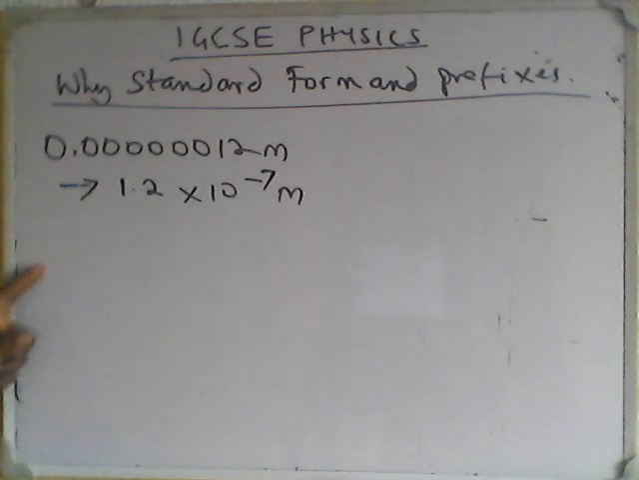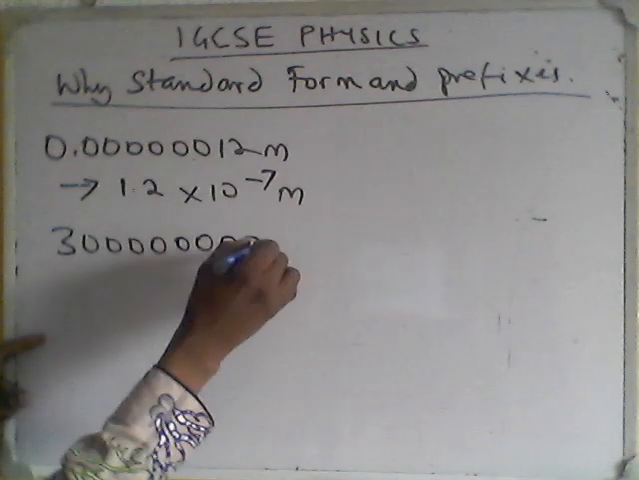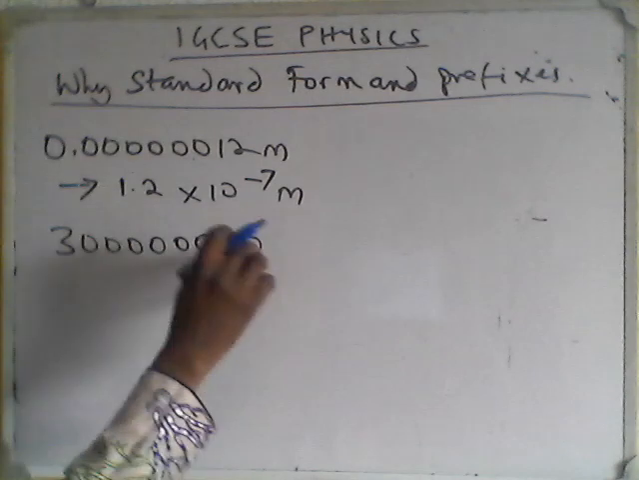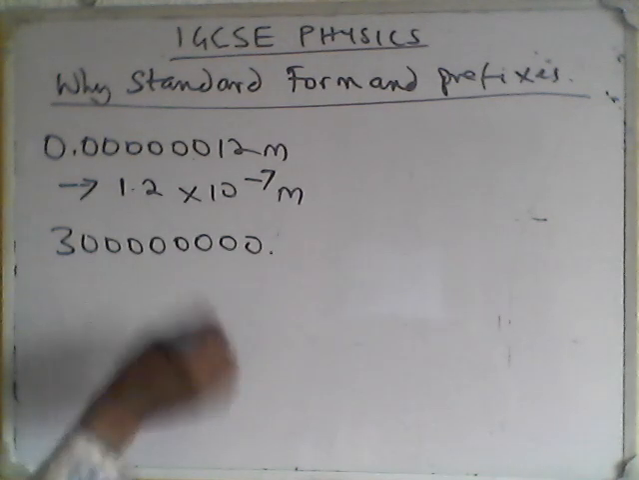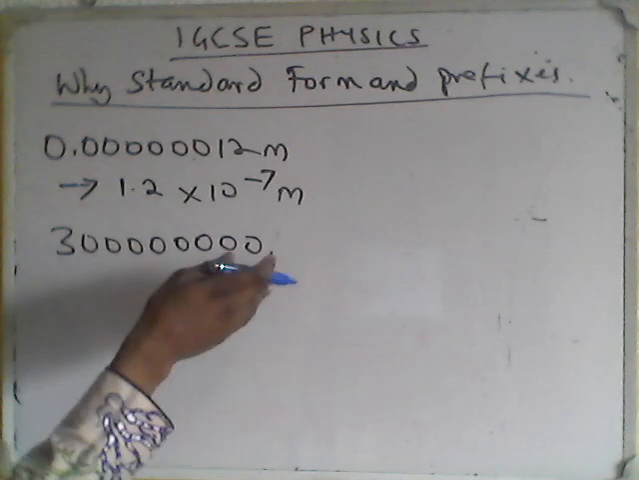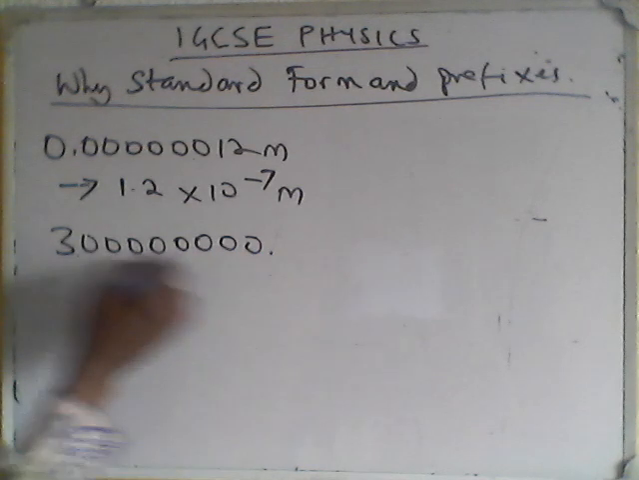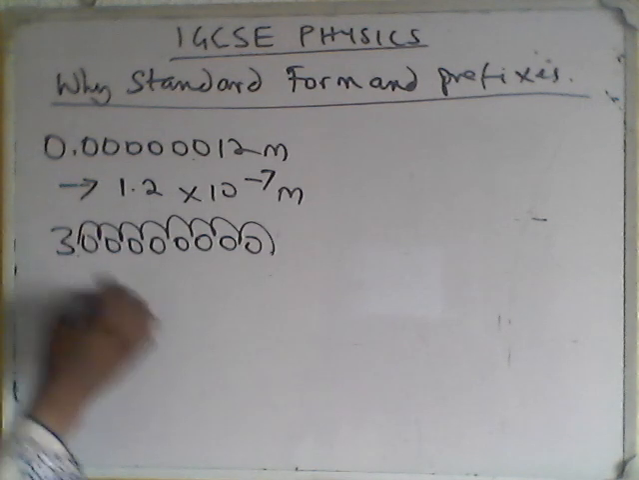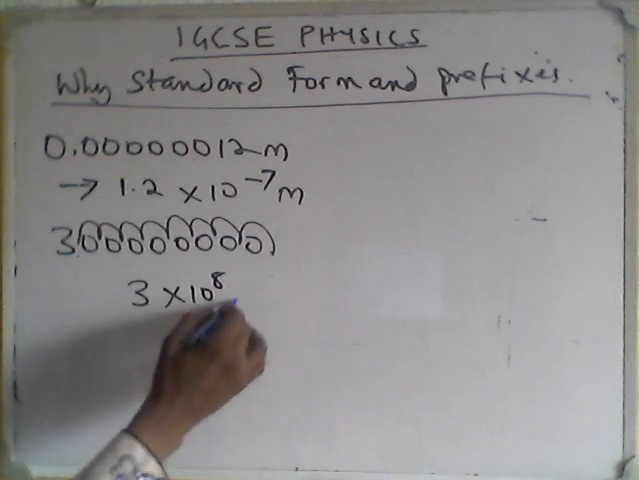I'll give us another example. I have 300000000. Let me not put the dot, but assume that when you have a number like this, you always have a dot at the end. Now this dot here is the decimal point, so I'm moving it from the right to the left. So it's going to be positive. I'll move this point to where this point is. 1, 2, 3, 4, 5, 6, 7, 8. So I have it as 3 times 10 to the power 8, then meter.